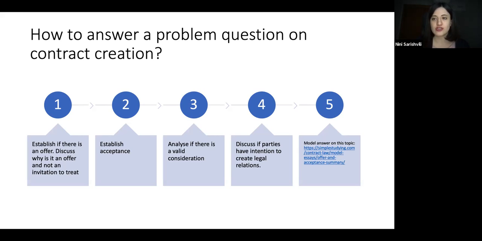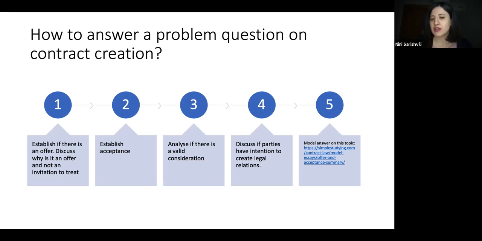When somebody chooses the object from the shop to buy, when they go to the counter and present the object to buy, that's when they make the offer. And when the seller accepts it, that's the acceptance. So make sure that you discuss what's an offer, what's an invitation to treat, and establish whether or not it's an offer. The next step, discuss acceptance. What is acceptance, if there is acceptance in the problem question given?